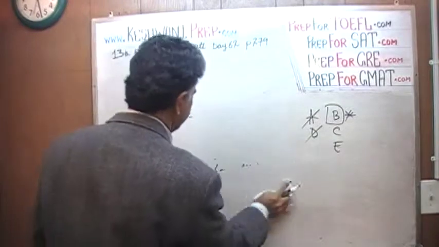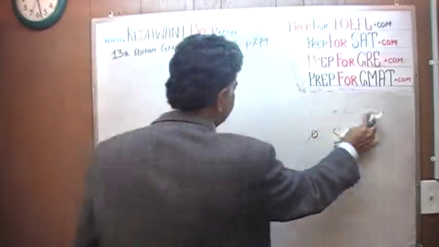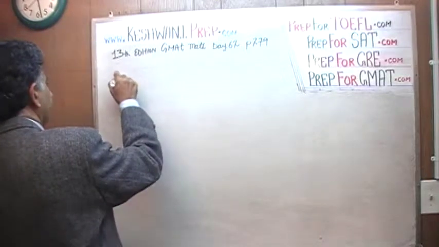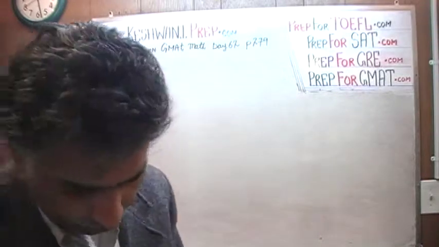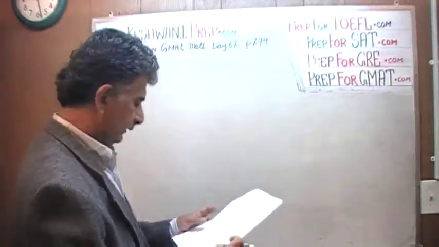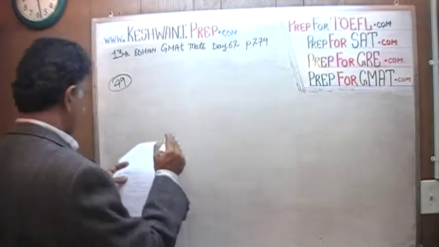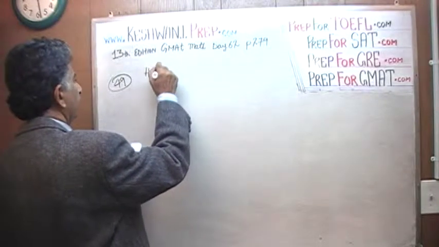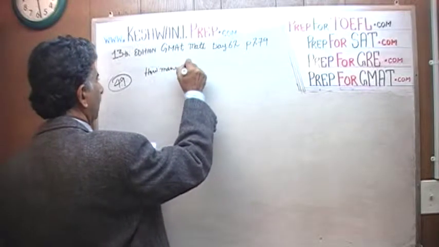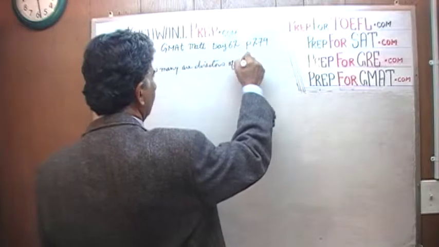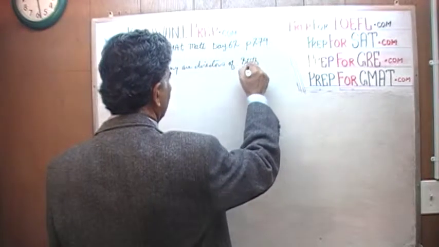Number 49. In number 49, they're simply asking us how many are directors of both companies?